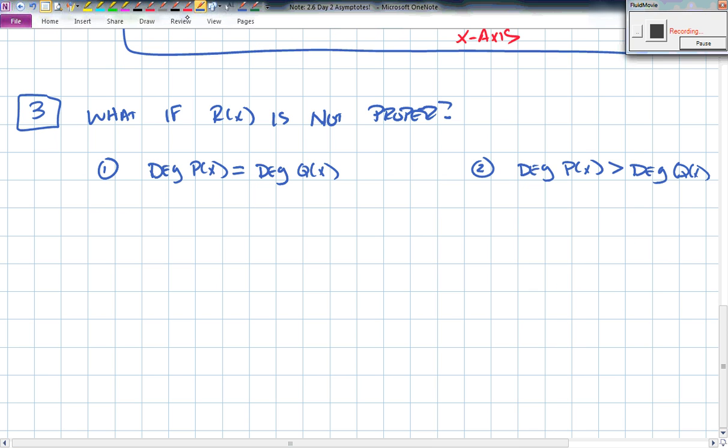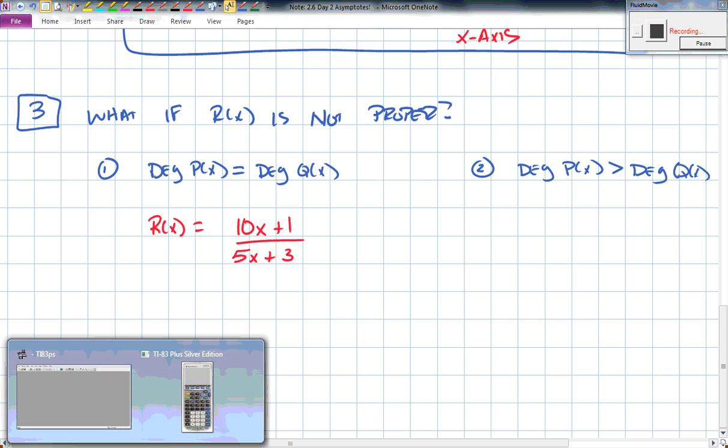So as an example, let's say I gave you r of x is equal to (10x plus 1) all over (5x plus 3). First of all, why is this not a proper rational function? Because the degrees are the same. Okay, good. So what I want you to do is graph this function in your calculator right now. 10x plus 1 over 5x plus 3.